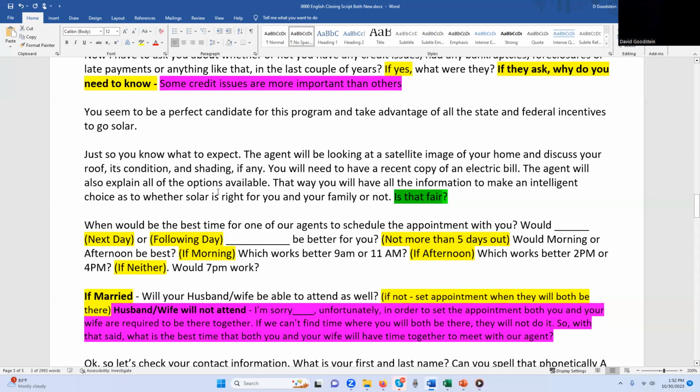Again, another tie down, right? We don't want to ramble endlessly. We want to break up the monotony. And we want to use it as a trial close. We're conditioning them. The more that they agree with us, when it comes time to get the appointment, we condition them to agree with us over and over and over again. So they're in that habit.